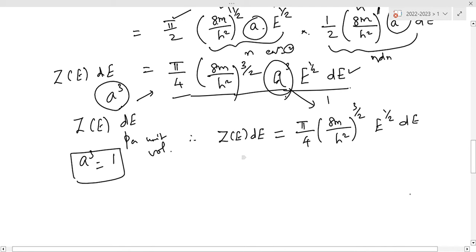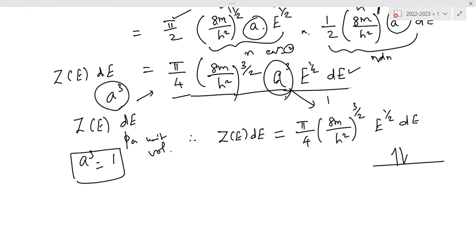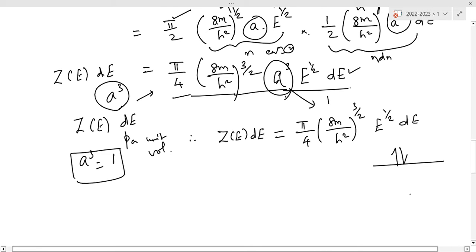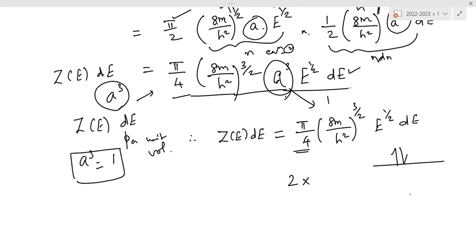Now each energy level provides two electron states with spin up and spin down according to Pauli's exclusion principle. Therefore, this expression has to be multiplied with 2 because each energy level provides two electrons with spin up and spin down. Therefore, we have 2 into pi by 4, 8m by h square the whole power 3 by 2 E power half dE.